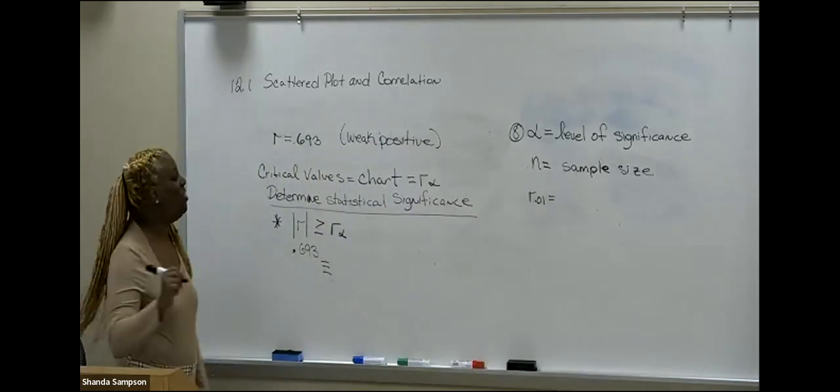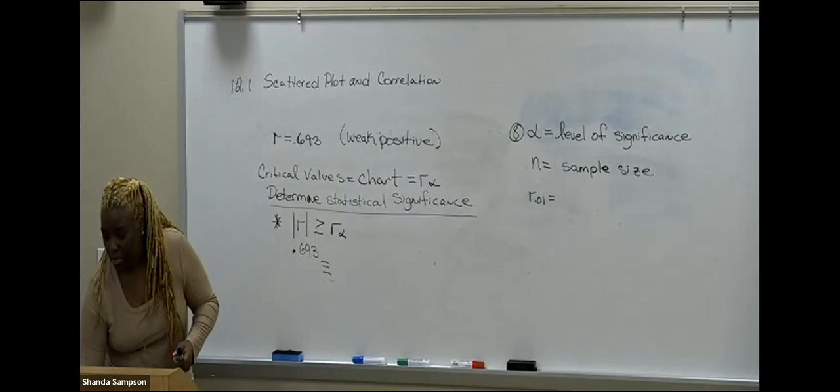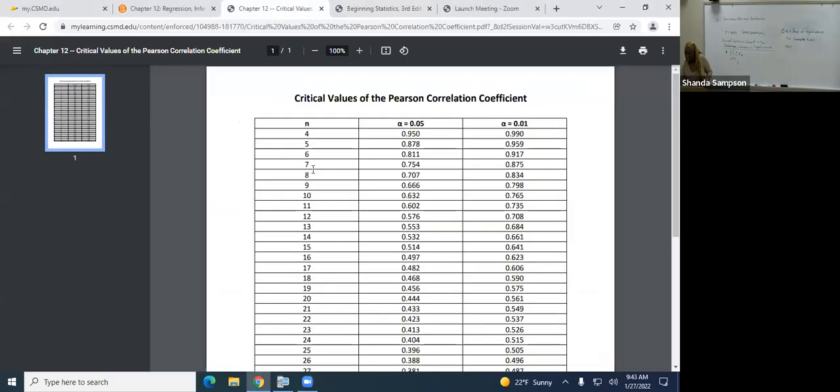All right, so r at 0.01. That's what we're looking for. So let's go back to our chart and see what's going on with this situation. All right, so we go to 10 and then we go to r at 0.01. And what we see is that r is equal to 0.765. Everybody go with that? All right, so we got 0.765.